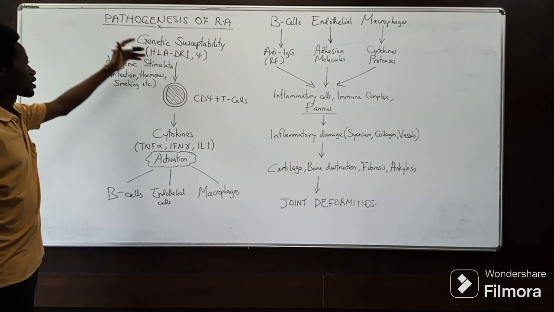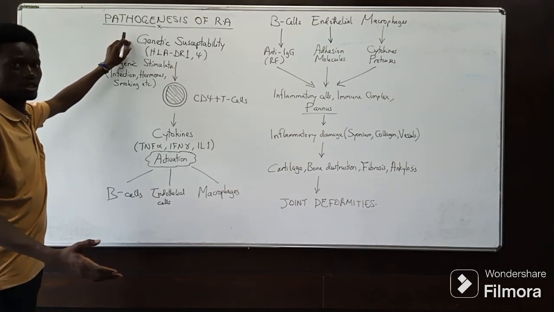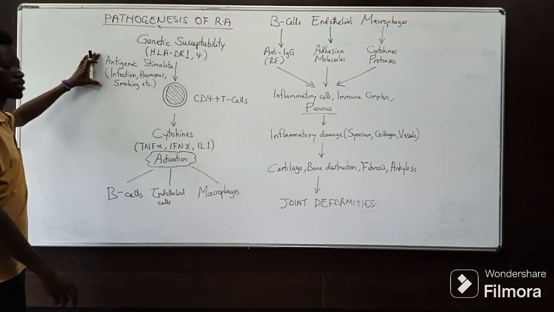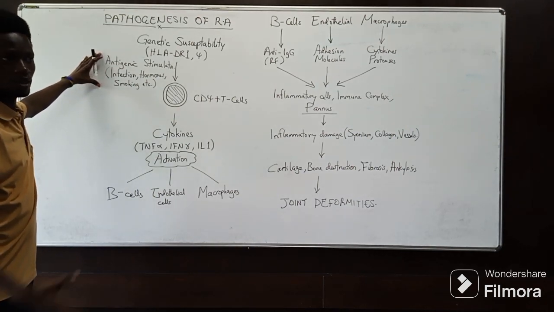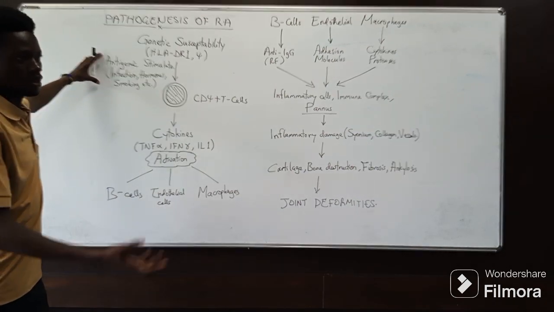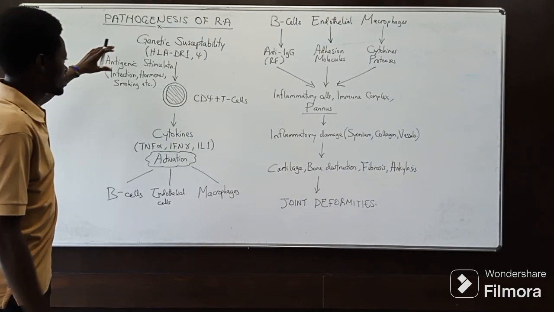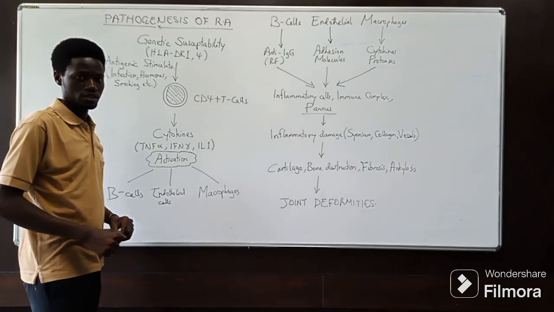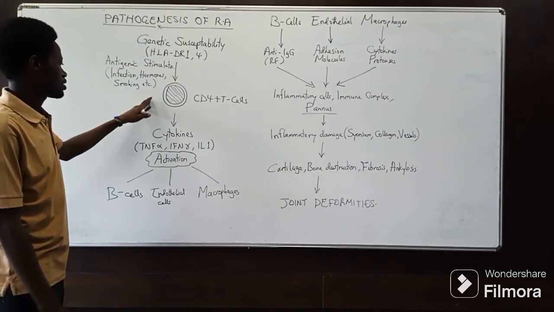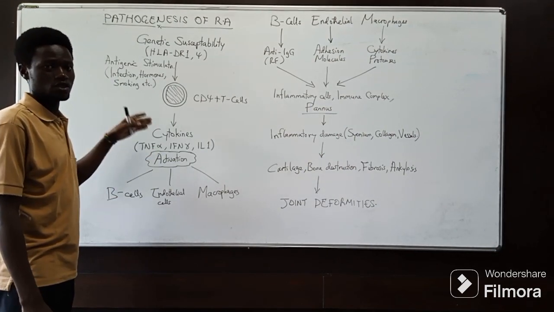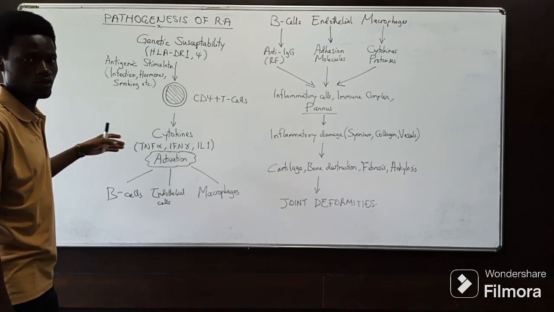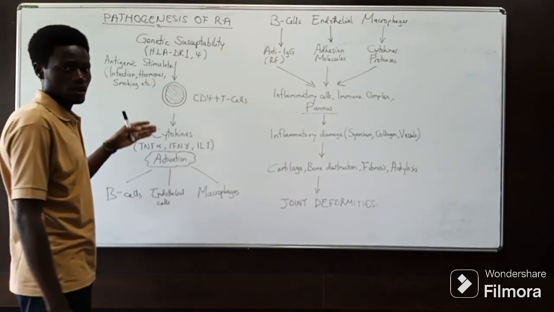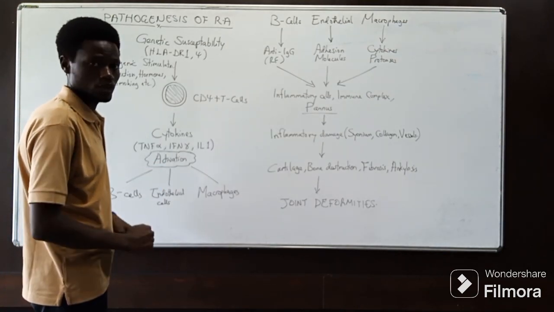Then these people, after getting into an environment that will trigger the pathogenesis of the disease, which will be the presence of infection, sex hormones, things like smoking, will lead to activation of the CD4 T cells. These CD4 T cells are going to release the cytokines. The cytokines released will be tumor necrosis factor alpha, interferon gamma, and interleukin 1.